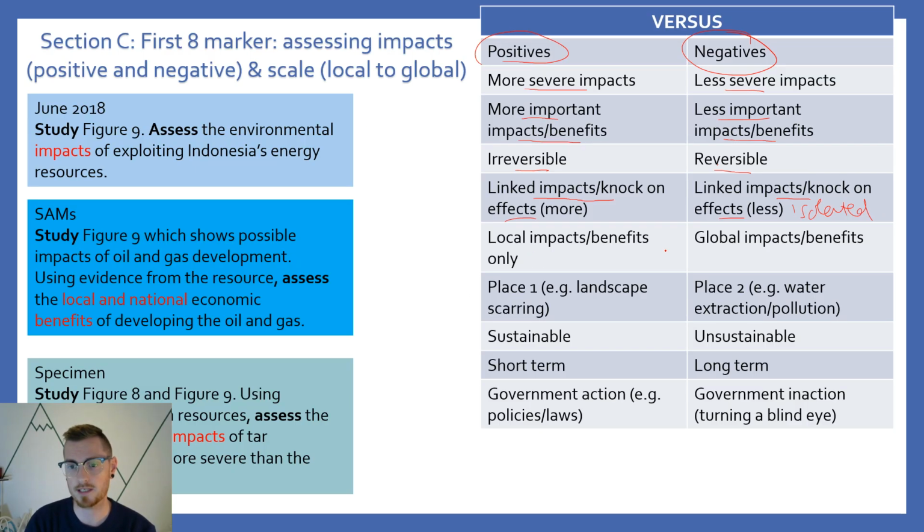You could look at it spatially: local impacts or local benefits only, versus something that had a much bigger global impact or global benefit. So you could look at it on that scale.